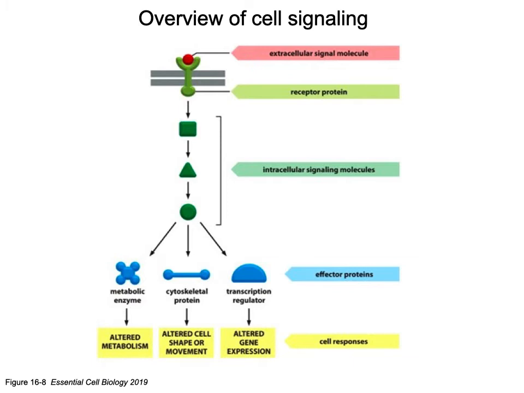Okay, those intracellular signaling molecules then will affect effector proteins. So this could be some kind of enzyme or a cytoskeleton protein, or maybe a transcription regulator, right? And so depending upon what effector proteins are affected, we're going to have a different cell response. If it's a metabolic enzyme that's being affected, then we'd have altered metabolism. If we affect a cytoskeleton protein, then we're going to alter the cell shape or movement. And if we have a transcription regulator, this is going to alter gene expression, right?